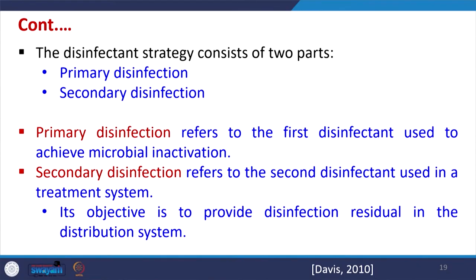Now, disinfectant strategy in particular consists of two different sections. One is called primary disinfection, another is called secondary disinfection. Primary disinfection is used for microbial inactivation, and secondary disinfection refers to the disinfection used in the treatment system, and its objective is to provide disinfection residual in the distribution system, so that while transporting the water, no recontamination should occur.